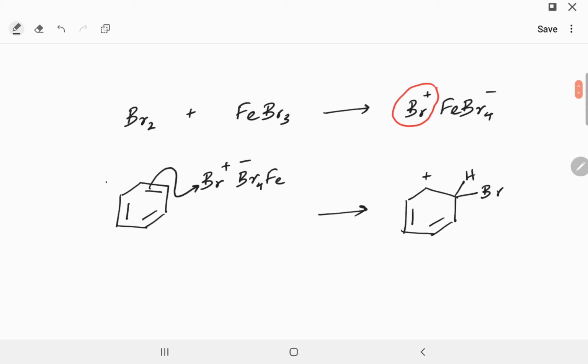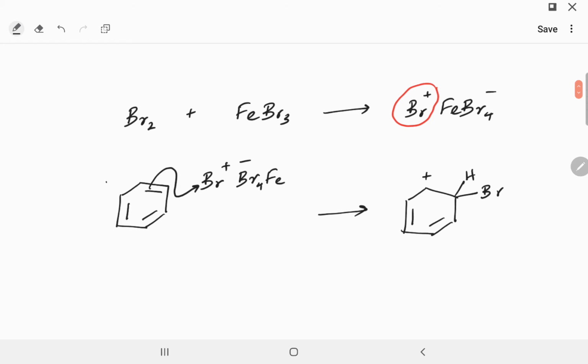As you can see now, it has lost the conjugated pi electron system, and now it's trying to gain that aromaticity back, because this cation is highly unstable.